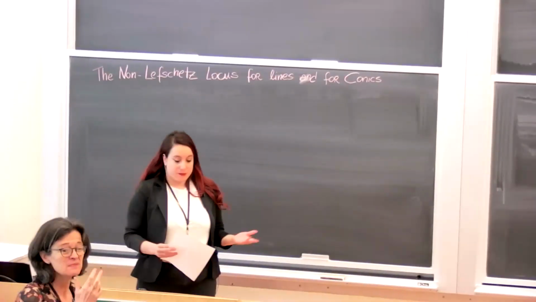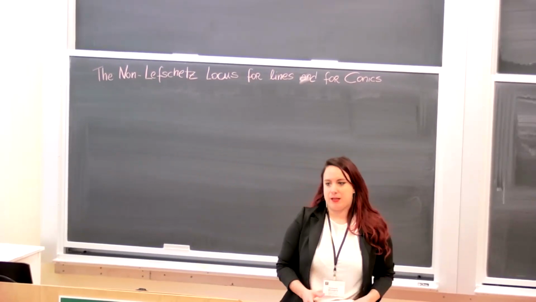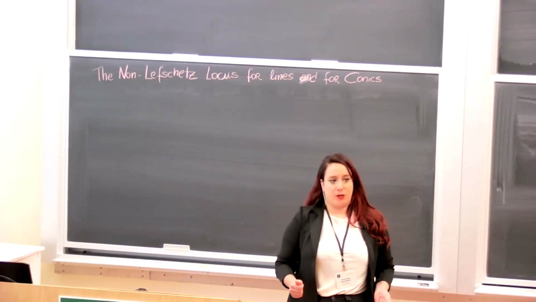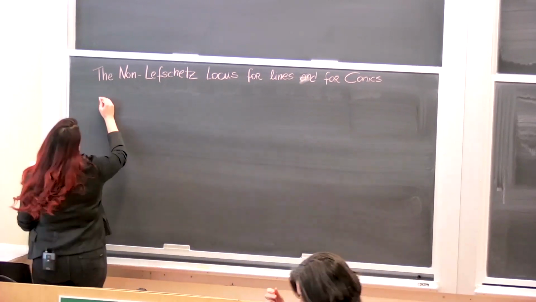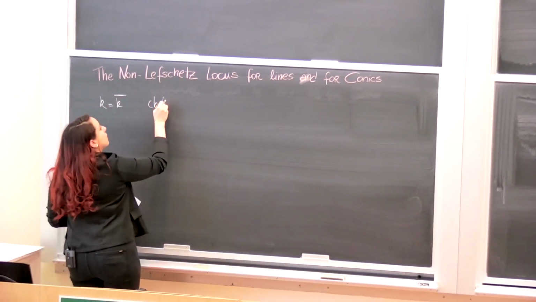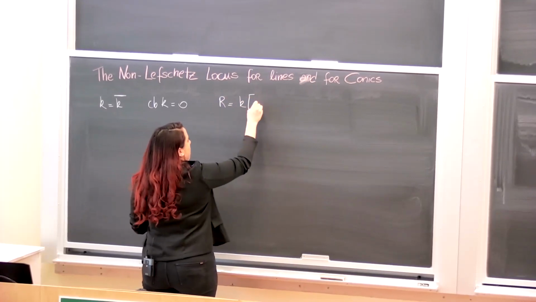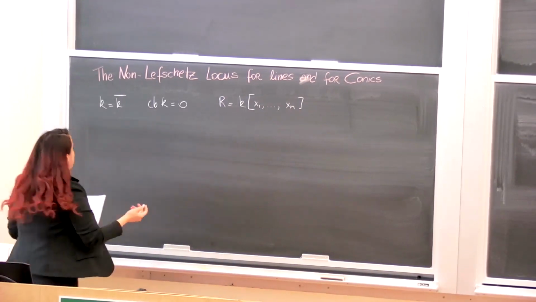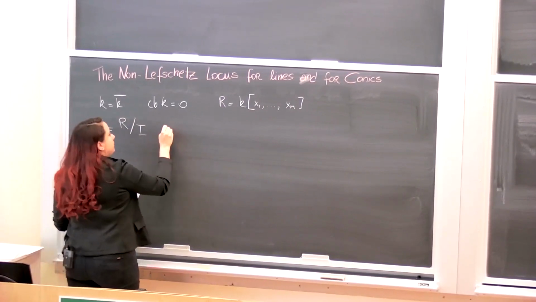So I'm going to speak about the non-Lefschetz locus for lines and for conics, and my work is mainly inspired by the paper of Boij, Migliore, Miró-Roig, and Nagel about the non-Lefschetz locus. The setting that I'm working in: we have an algebraically closed field K of characteristic 0, and R for me is the polynomial ring in n variables that I consider as a graded ring, and A is an Artinian graded algebra.